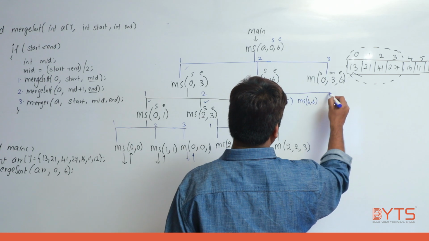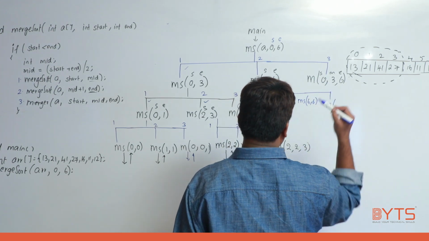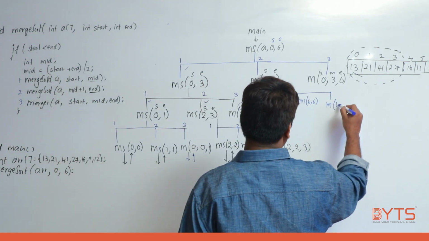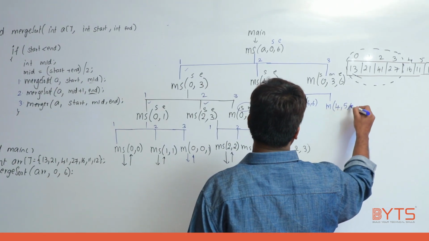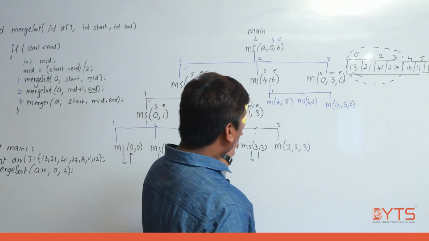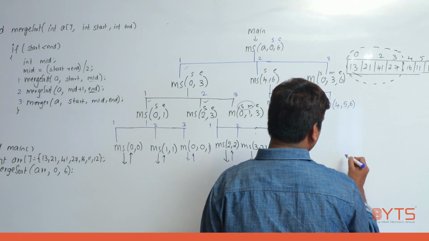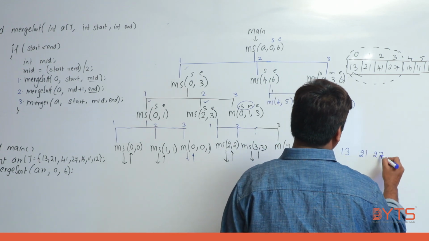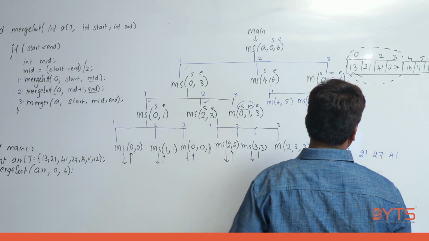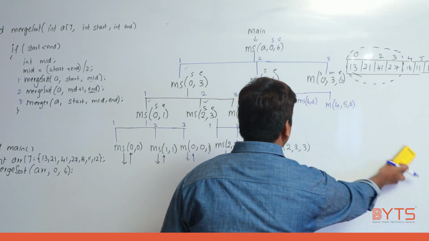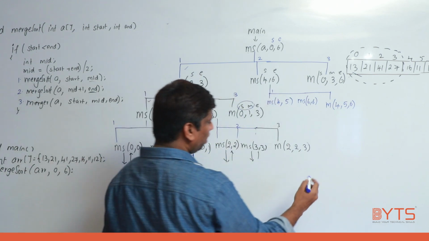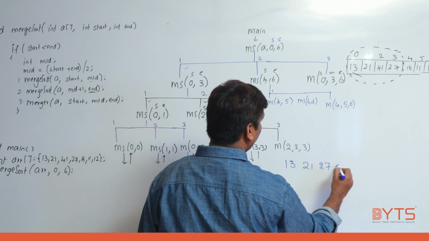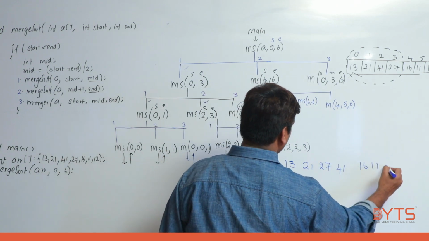6 comma 6. Next, what do we have? The merge line: merge of start value 4, mid value 5, end value 6. Up to here, what was my array? 13 was there, 21 was there, 27, 41, and 16, 11, 12.